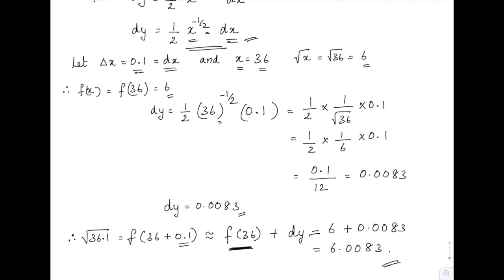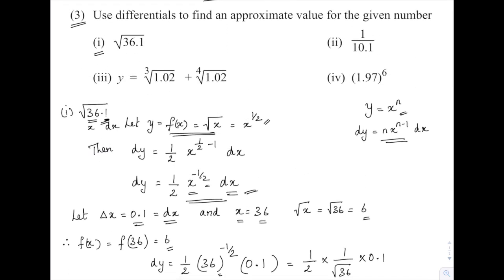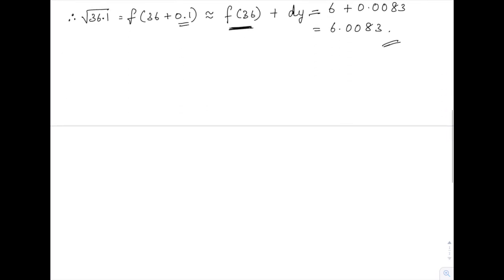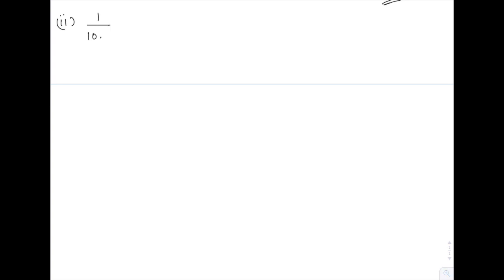Next, we'll do the second subdivision. 1 by 10.1, which is equal to 10.1 to the power of minus 1. So again, same as in the last problem, I'll write it as let y is equal to f of x, which is x to the power of minus 1. Here x is 10.1.